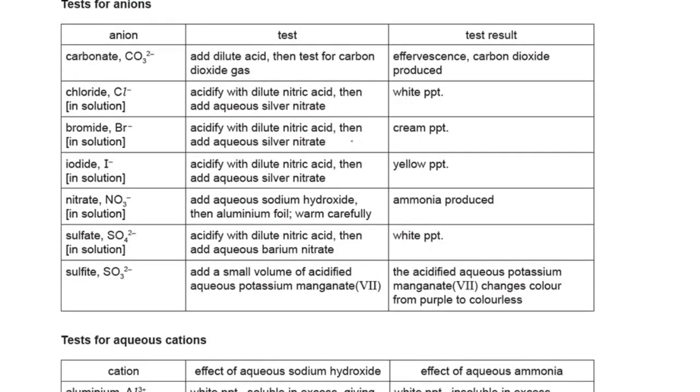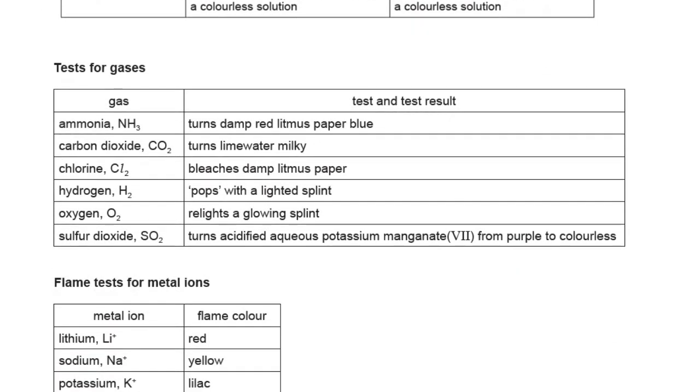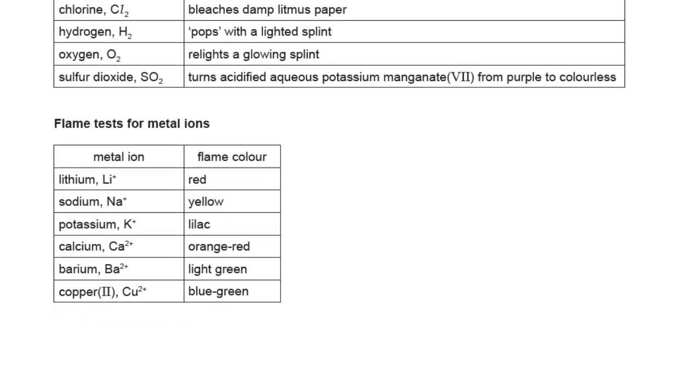Now if we look at the test, we can see here that in the nitrate test, the aqueous sodium hydroxide and aluminium foil warm carefully, that is the test given, and ammonia gas is produced, so that shows that this gave us a positive test of nitrate ions. So in our solution F, nitrate is present. Now let's go ahead with the flame test also. Let's check for the flame test, where we are getting a light green color.